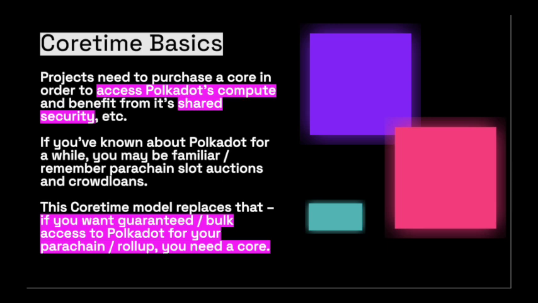So this Coretime model replaces that. Basically, think of winning a parachain slot auction before as winning 96 weeks of a core, right? If you want to access bulk access to Polkadot for your parachain or rollup, you need a core.